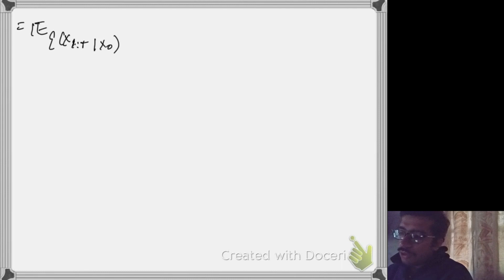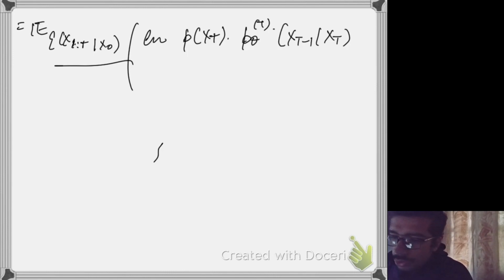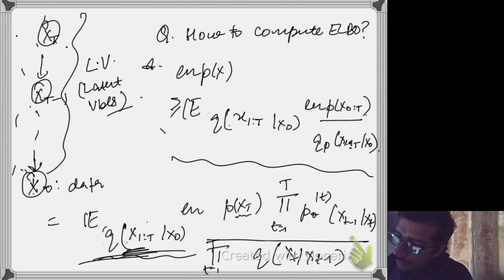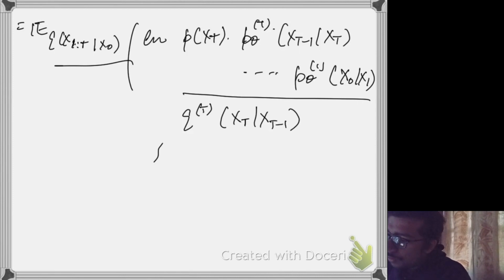So now what I have is the expectation of q of x_1 to T given x_0, and inside this expectation I have the log of the probability of x_T times p_theta_T of x_{T-1} given x_T, and so on up to p_theta_1, and then finally I have x_0 given x_1. So we move in the direction from x_T to x_0. In the denominator I have the terms q_T of x_T given x_{T-1}, and then all the way down to q_1 of x_1 given x_0.